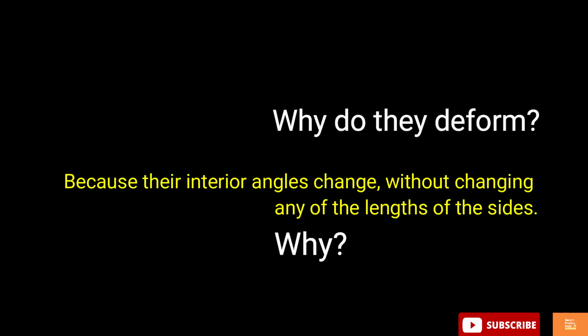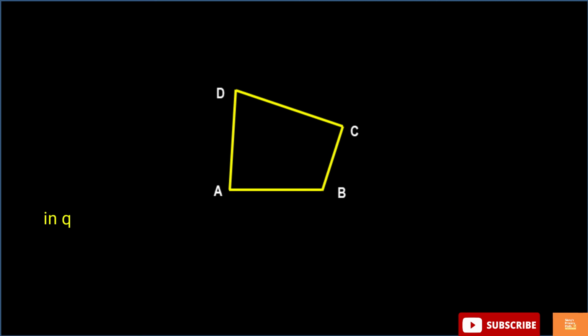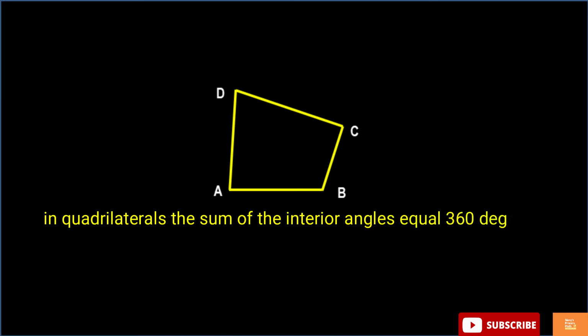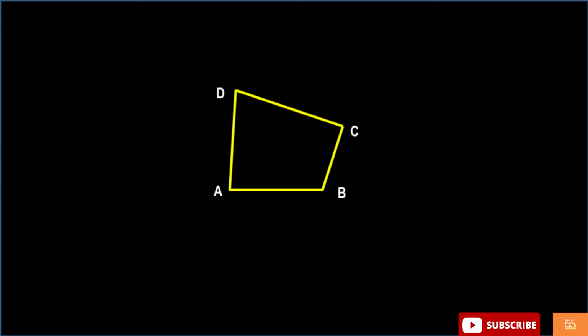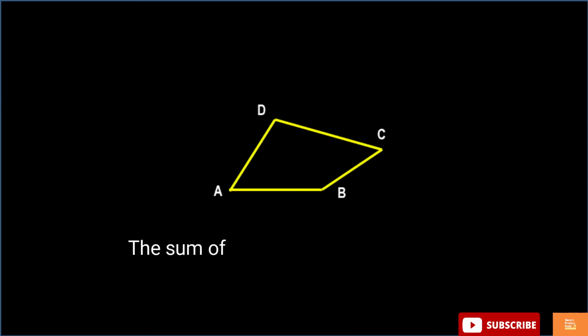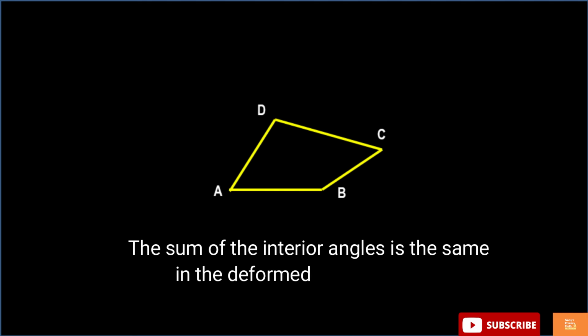You may ask why. I shall explain it. For example, in quadrilaterals, the sum of the interior angles equals 360 degrees, but their angles can change while the shape changes. However, the shape remains closed because the sum of the interior angles is the same in the deformed condition also. You may wonder what makes triangles so strong.